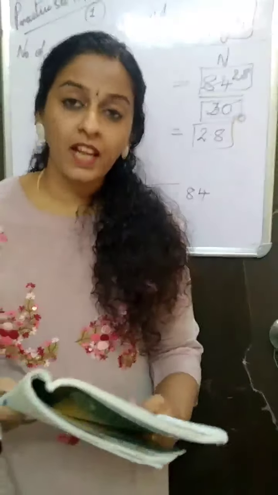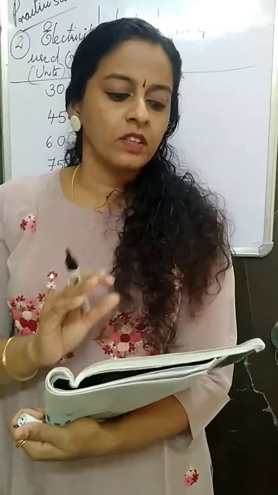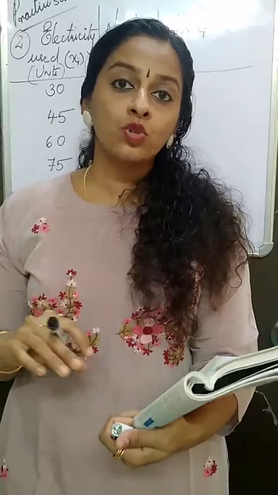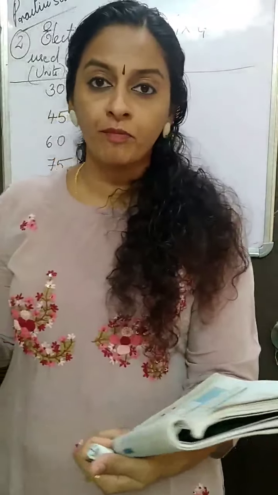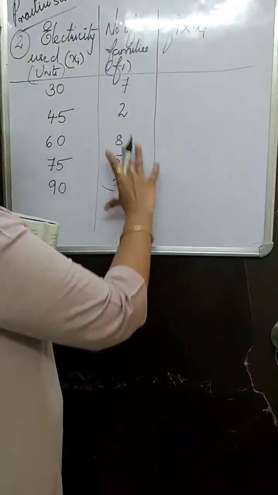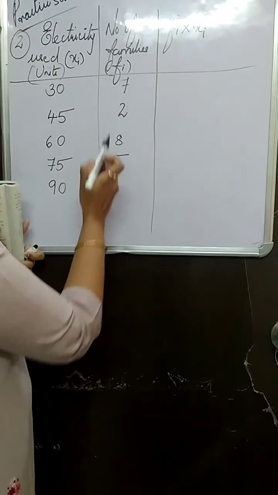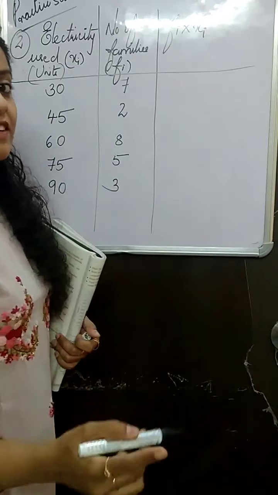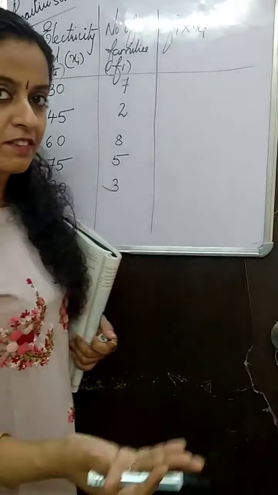Again, draw the table and then we will read the question. Question number 2: the following table shows the electricity in units used by 25 families of Eklara village in the month of May. Number of families and units of electricity used. How will you read this question? 7 families consumed 30 units of electricity.